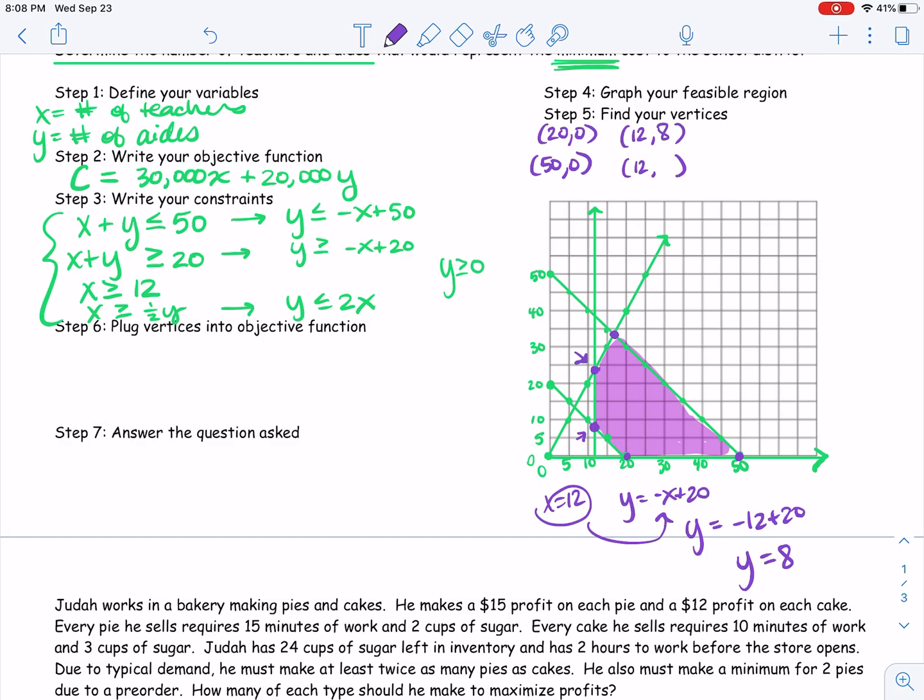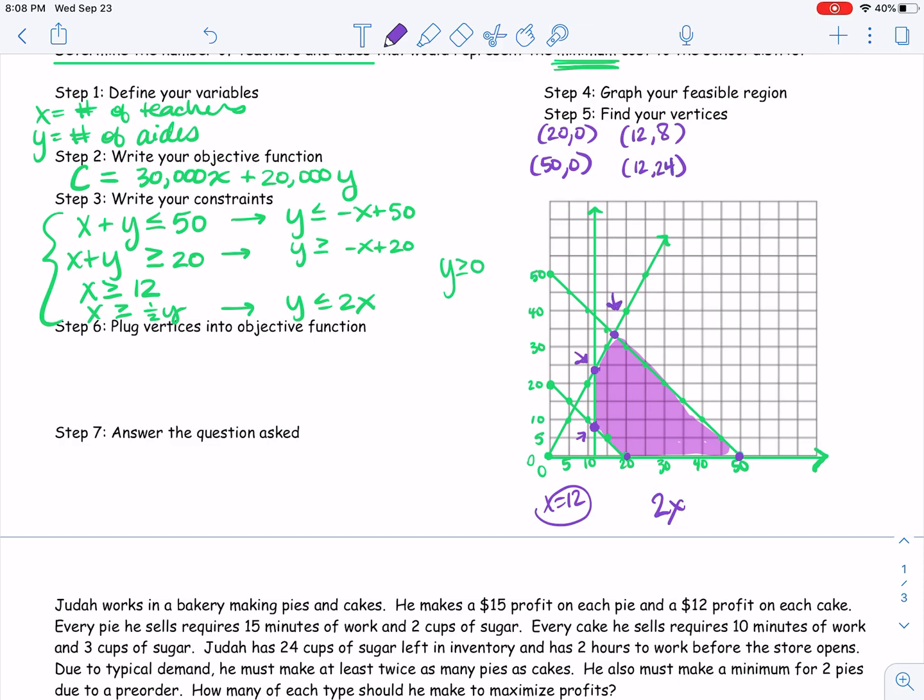Now I'm going to go to this point here. I'm doing the same thing. I know my x value has to be 12, but this time it's intersecting with this line right here. That would be the 2x line, right? So x is 12, 2 times 12 is 24. So this point is at 12, 24. Again, that makes sense on the graph. It's right below 25. So 12, 24 is another point.